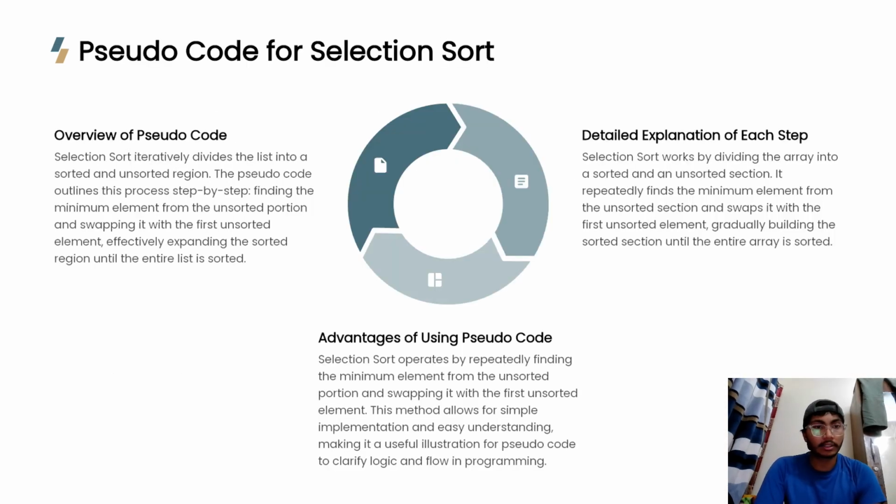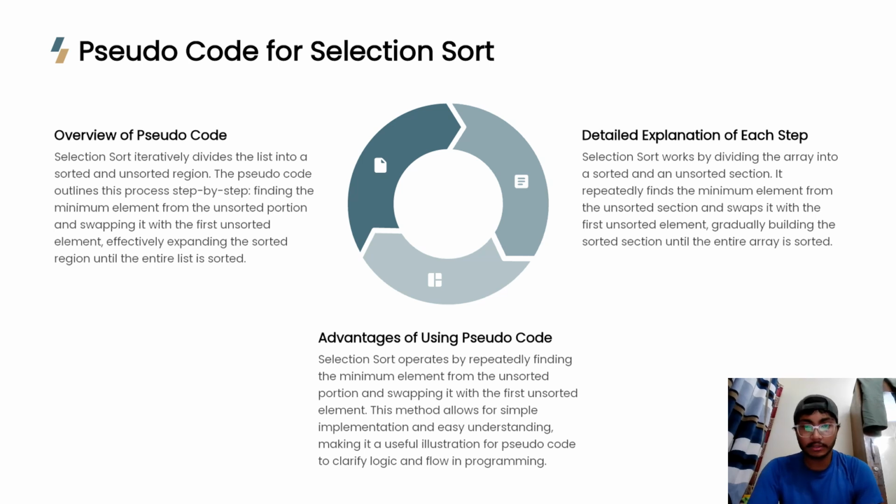Pseudocode for selection sort. Overview of pseudocode. Selection sort iteratively divides the list into a sorted and unsorted region. The pseudocode outlines the process step by step, finding the minimum element from the unsorted portion and swapping it with the first unsorted element, effectively expanding the sorted region until the entire list is sorted.